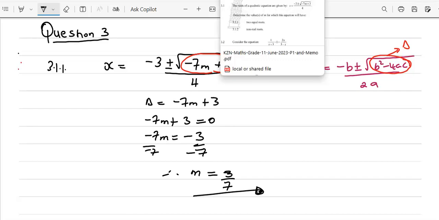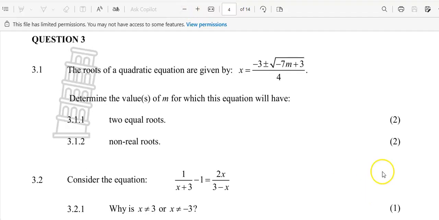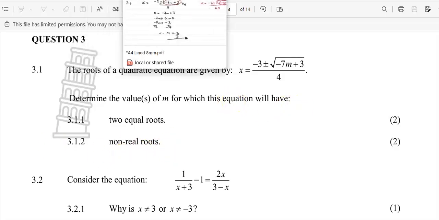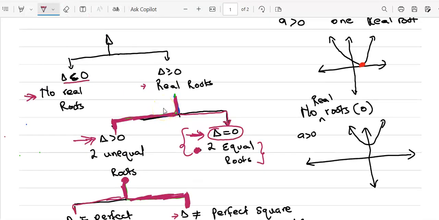Right, so let's move to the next question, which says determine the values of m for which this equation will have non-real roots. I think we also have to discuss the marks. So this is 2 marks. If we go back to our map, for non-real roots, it's when the discriminant is less than 0.